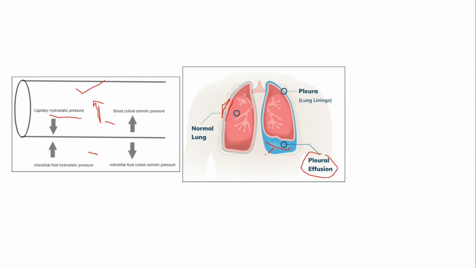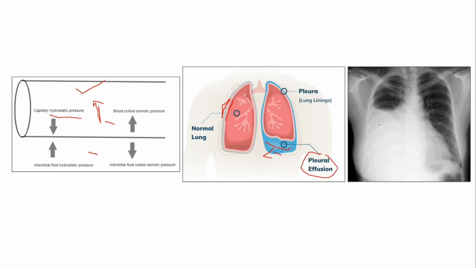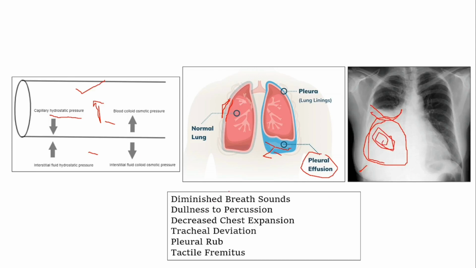Now when the fluid accumulates here, various signs and symptoms will appear. On the chest X-ray, the pleural effusion will appear as an opacity, like you see. And this meniscus sign is also present, so this shows the pleural effusion on the chest X-ray. These signs and symptoms occur because of the pleural effusion, like decreased breath sounds, because there is fluid in the pleura and the alveoli, so breath sounds will be decreased.